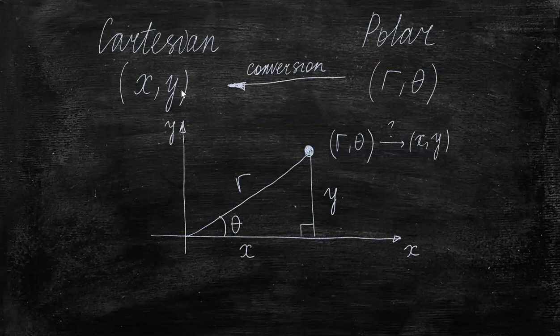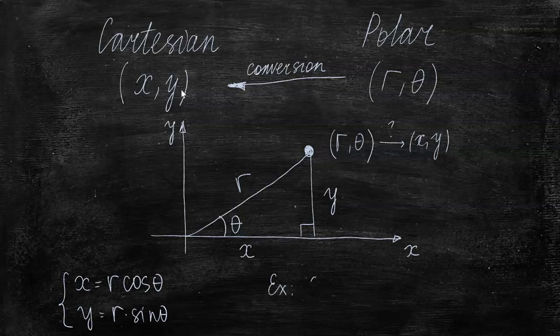So from our knowledge of trigonometry, we immediately develop the following relation. X will be equal to r cosine theta, and y will be equal to r sine theta. And that's exactly the rules that we're going to use for conversion.